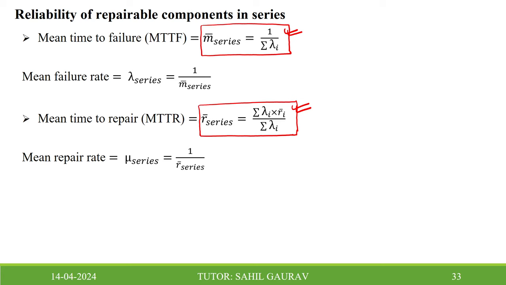Now if different repairable components are connected in series, and their data are given, then how will we find the reliability for these components? The expression for mean time to failure for these components is M bar series, that is 1 upon sigma lambda i, that is lambda 1 plus lambda 2, and so on. And therefore the mean failure rate will be lambda series equal to 1 upon M bar series, and the mean time to repair is sigma lambda i into r i upon sigma lambda i, and the mean repair rate is the reciprocal of the mean time to repair.